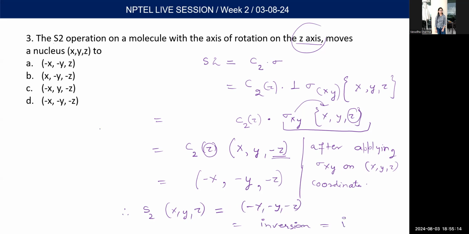So actually S2 is nothing but your I. When you apply it on any coordinates, you will end up having minus x, minus y, minus z, because it actually goes 180 degrees onto the opposite end. So this question is done, where we get the answer as D.